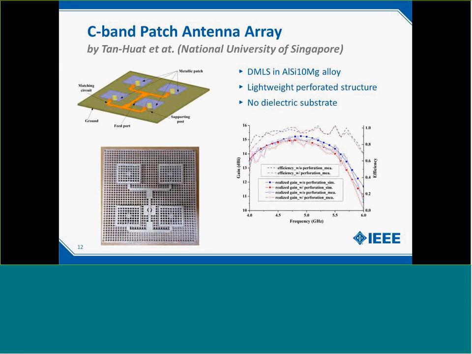The first one comes from the National University of Singapore, which has developed this feedback patch antenna array. The nice feature of this array is that the 4 patches are fed over a ground plane without using any dielectric substrate. By that, these researchers have avoided the additional losses due to the dielectric and have achieved very high performance in terms of efficiency, around 0.9. Another nice feature is that the structure can be perforated, and this gives rise to a very lightweight structure.